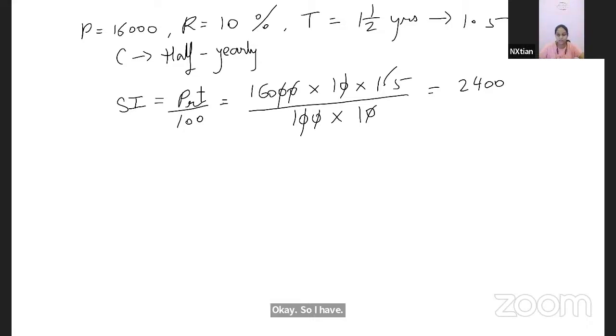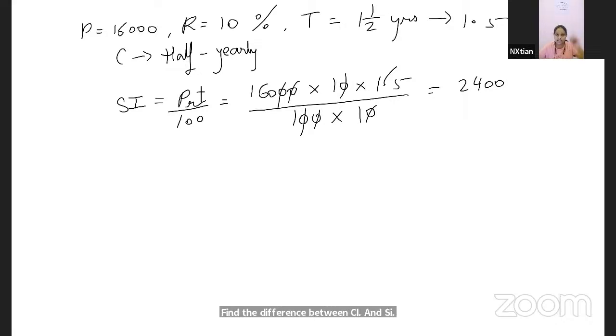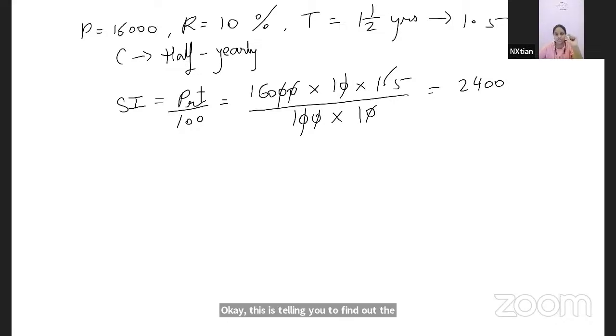Now we will calculate compound interest. So always remember when the question is asking you to find the difference between CI and SI, this difference doesn't mean the difference in which the difference is given and you have to find the principal. That is a different question. This is telling you to find out the difference between simple interest and compound interest. So now just 1 minute.